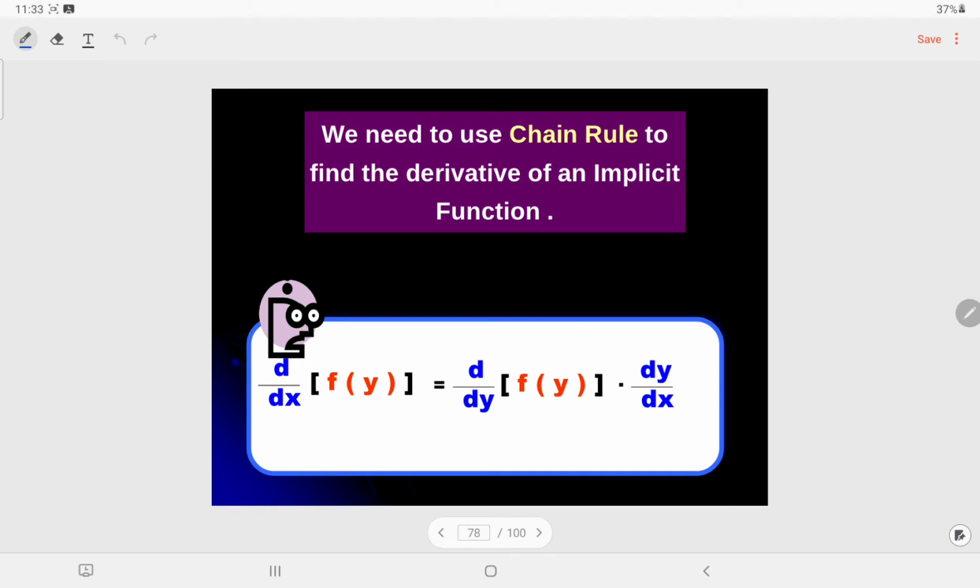How to solve an implicit function? How to get the derivative of an implicit function? By using the chain rule. For example, the derivative d over dx of f(y) equals d over dy of f(y) times dy over dx, by using the chain rule.